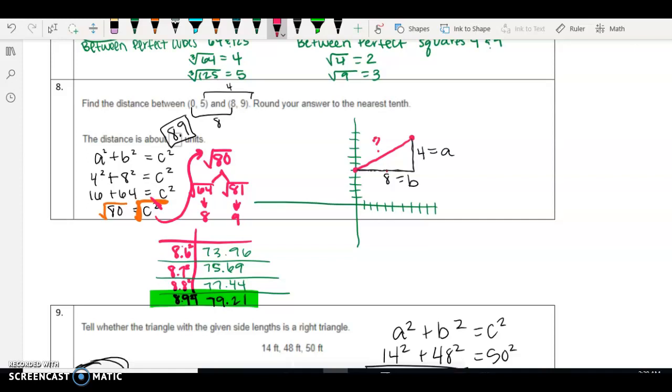The square root of 80 is between the square root of 64 and the square root of 81. Those are both perfect squares, so we know it's between 8 and 9. Since 80 is closer to 81, we are going to do 8.6, 8.7, 8.8, and 8.9, and we're going to square those to see what we would get. It looks like our closest answer to 81, or to 80, is 8.9 squared. So our answer is 8.9.